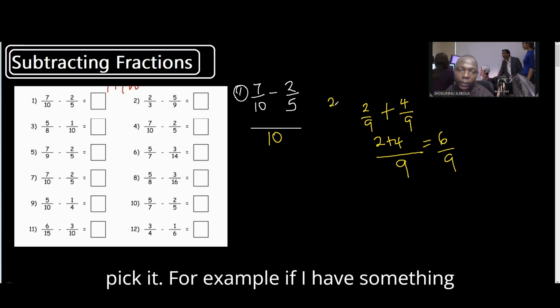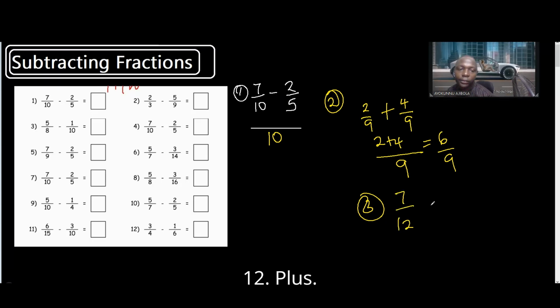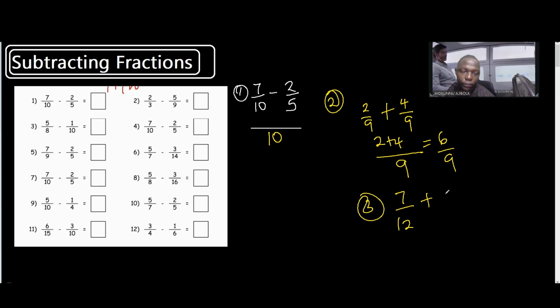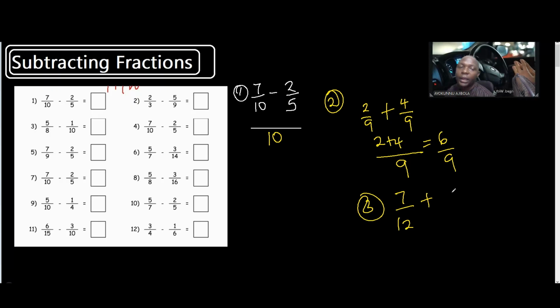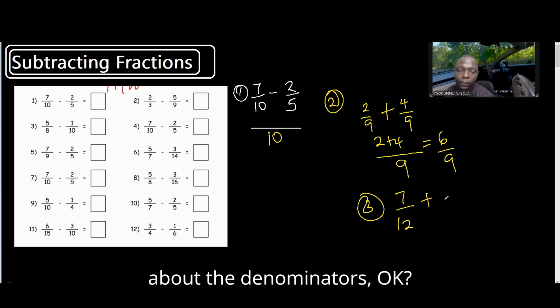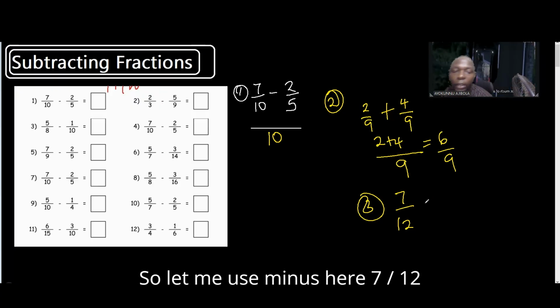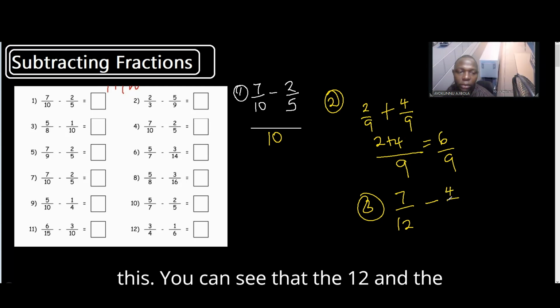For example, if I have something like 7 over 12 plus, wait, I thought we're doing minus. Yeah, it could be minus. I'm just trying to show you something about the denominators, okay? So let me use minus here. 7 over 12 minus, let's say, 4 over 9. So look at this.